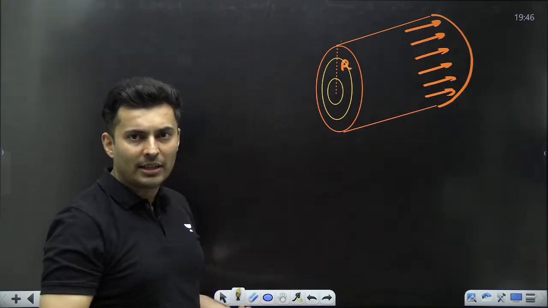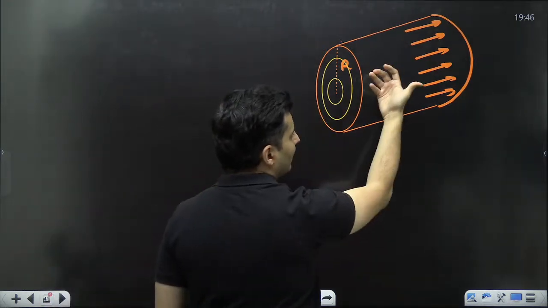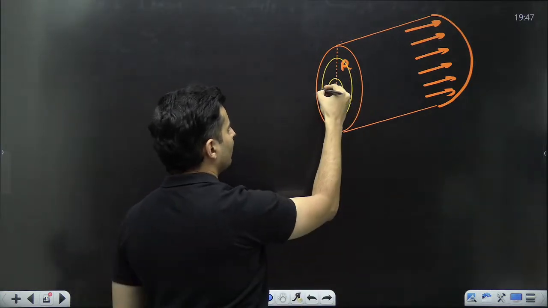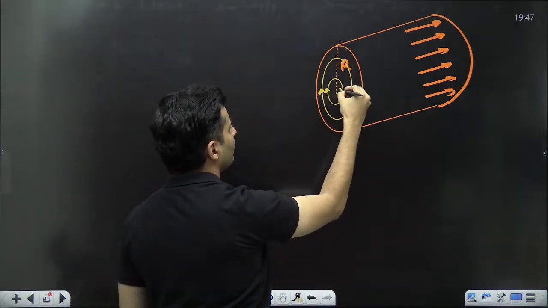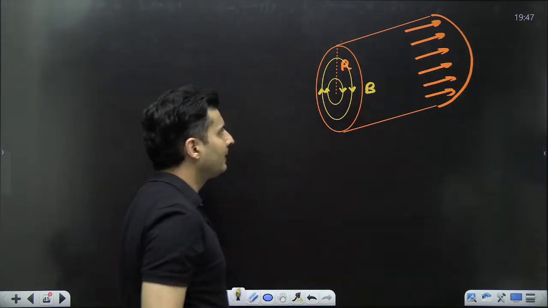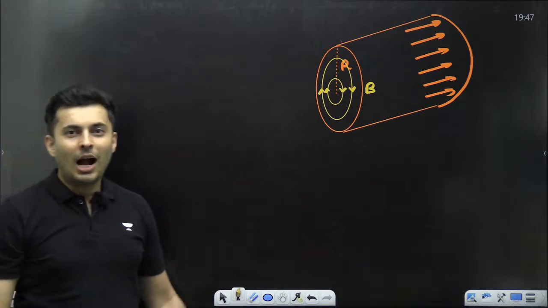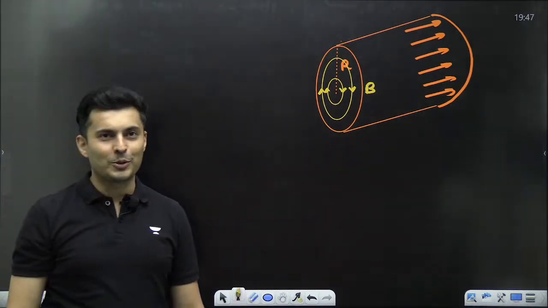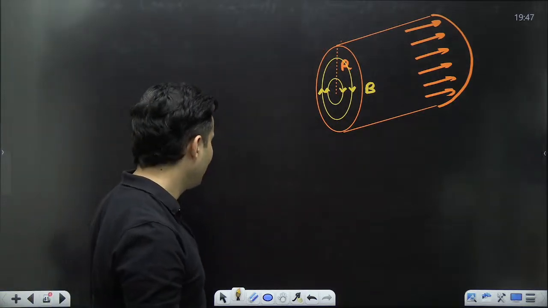Again, the direction is given by the right hand rule. If you put the thumb in the direction of the current, the fingers curl in the direction of the field. So the field will be basically like this. This is nothing but your magnetic field. How much is this magnetic field is the question. Very, very interesting one.